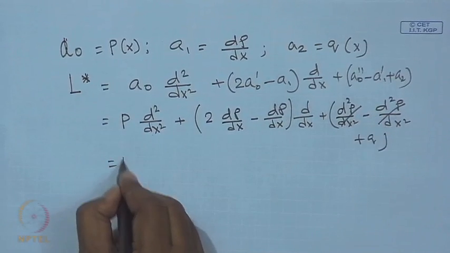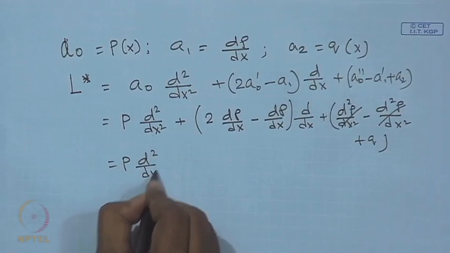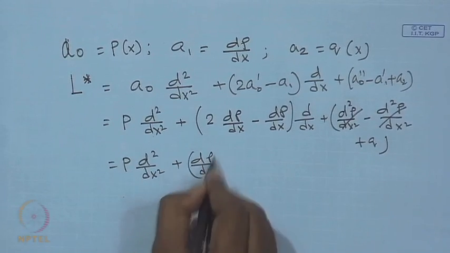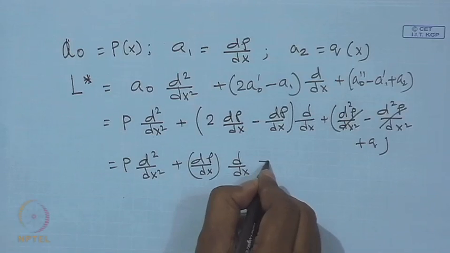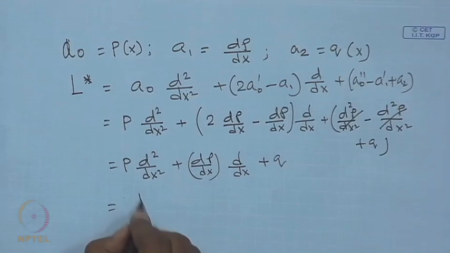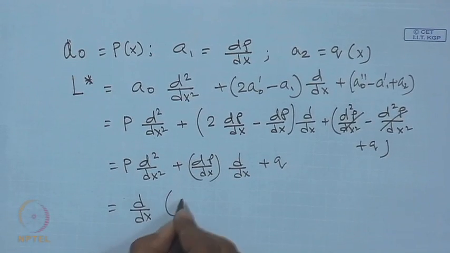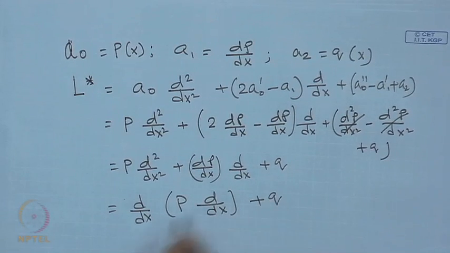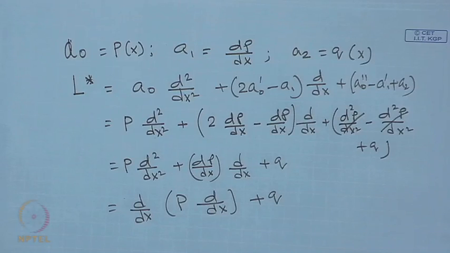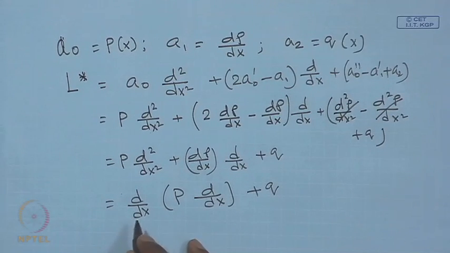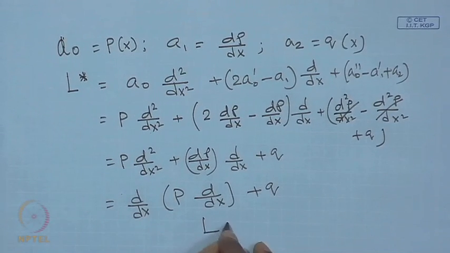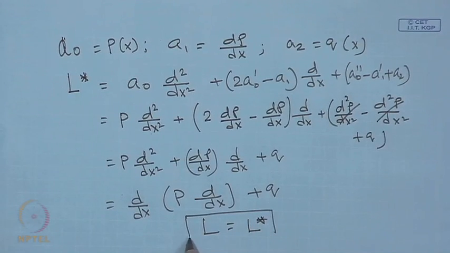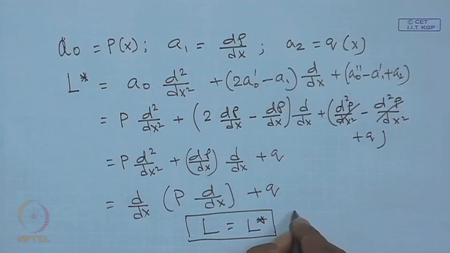So, you will be getting p d²/dx² plus dp/dx d/dx plus q. So, this will be d/dx multiplied by p d/dx plus q. Now, if you look into the earlier slide, we will be seeing that L is equal to L star in this particular problem. So, we are talking about a self adjoint operator.